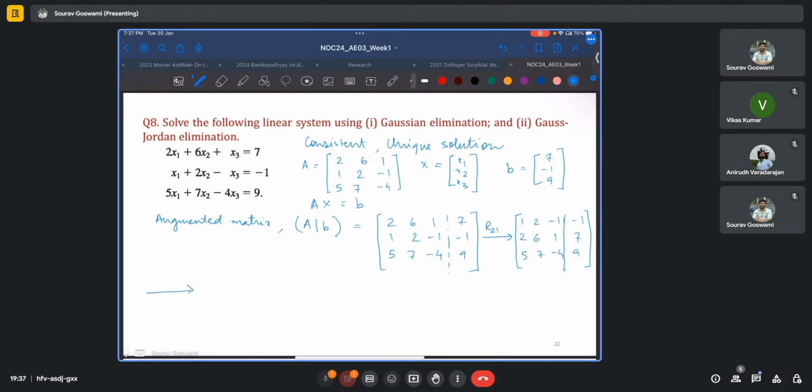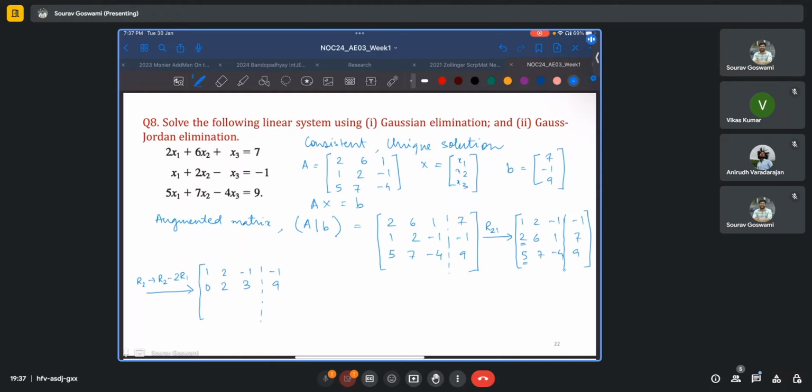Now I'll try to have 0 in these locations. So R2 can be transformed as R2 minus twice R1. R1 will be left untouched. So 1, 2, minus 1, minus 1. R2 minus 2 R1, so 2 minus 2 is 0. 6 minus 4, 2. 1 plus 2 shall equal 3. 7 plus 2 shall equal 9.